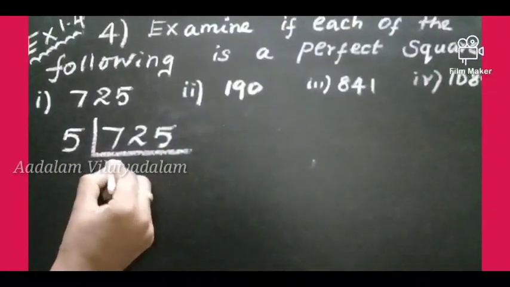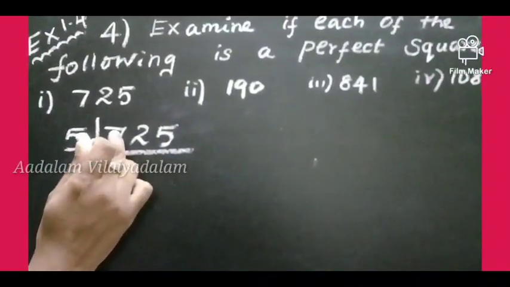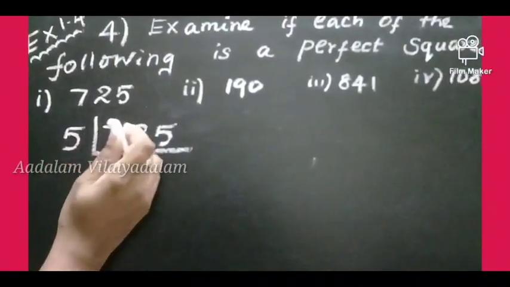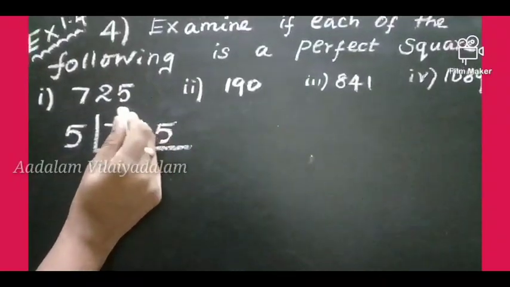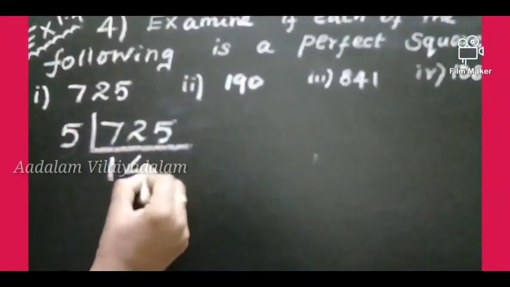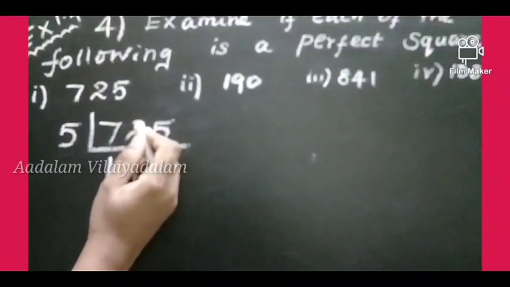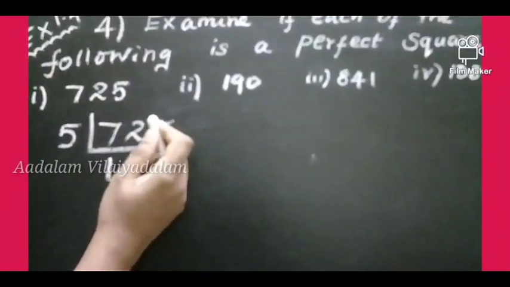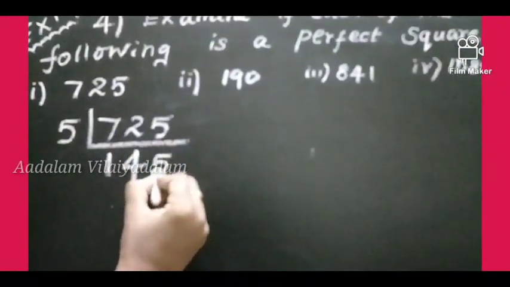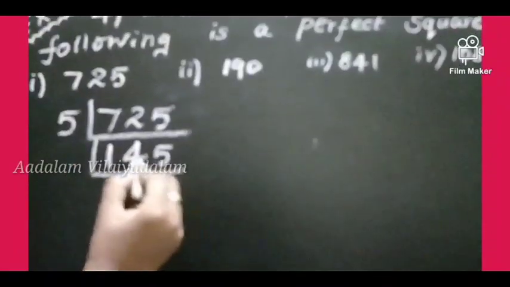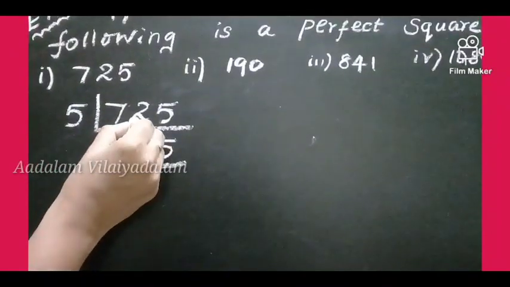So in the 5 table, 5 ones are 5. The balance is 2, 7 minus 5, the balance is 2. Carrying here means 22. So 5 fours are 20. Again the balance is 2. So carrying here 25. So 5 fives are 25. So 145 into 5, the answer is 725.